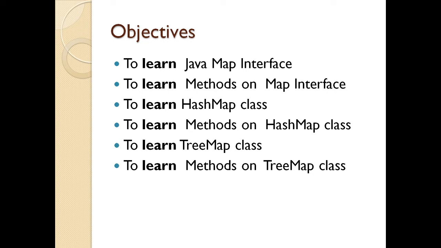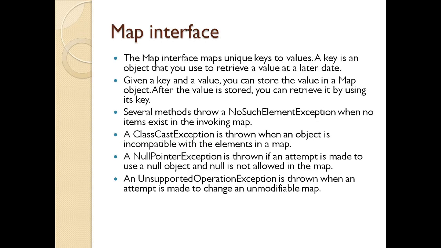So to begin with, map interface. The map interface maps unique keys to the values. A key is an object that you use to retrieve a value at a later date. Given a key and value, you can store the value in a map object. After the value is stored, you can retrieve it by using its key. So you have an association between a key and a value. Let's say suppose I have roll number 1 and I have the name as Rupali. So Rupali is associated with the key that is roll number 1.